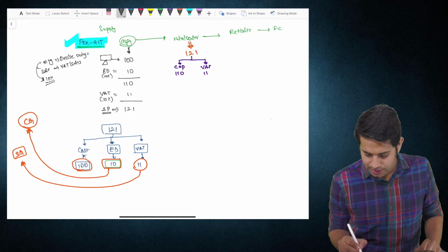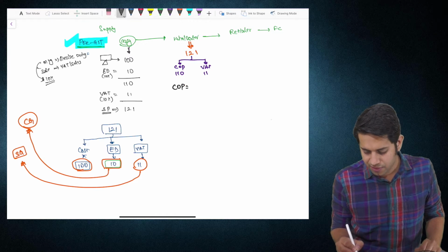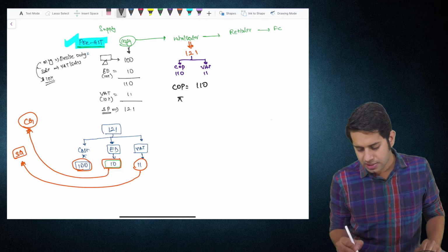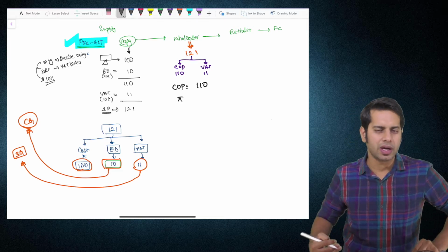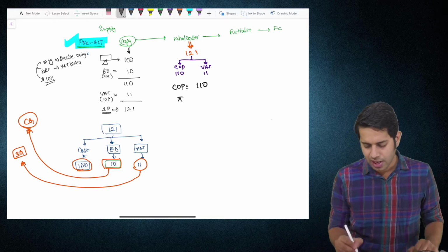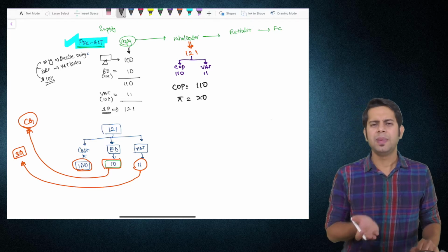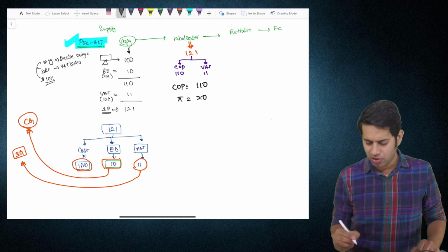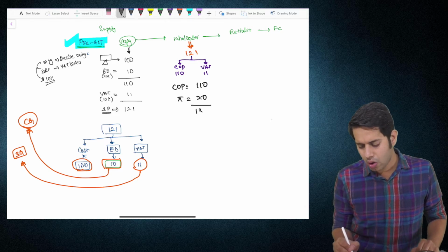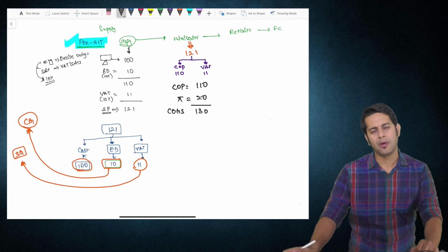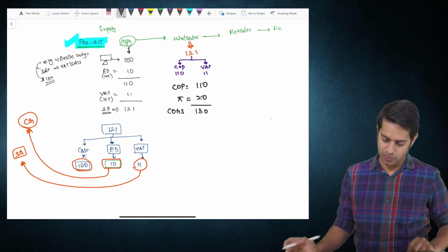Now, say the cost of purchase for this wholesaler is how much, sir? 110 rupees. Obviously, the wholesaler will not sell the product at his cost only. He'll make some profit. Assuming the wholesaler makes a profit of rupees 20 on this sale, he makes some value addition. So his cost of goods sold is how much? Sir, his cost of goods sold is 130 rupees.